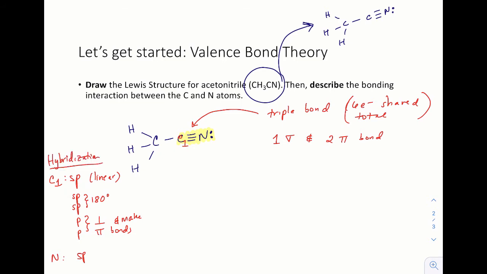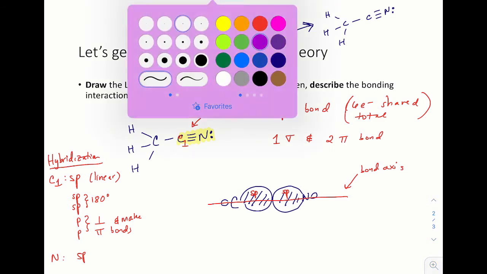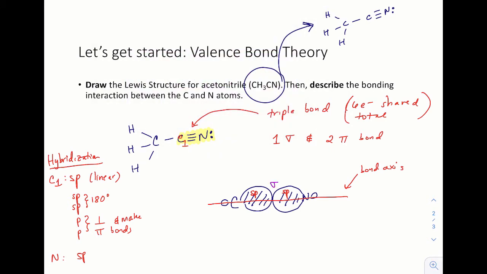Okay, let's draw out the bonding interactions. So carbon will use one of those sp orbitals to bond with nitrogen, which will also use an sp hybrid orbital. These orbitals come together in a head-to-head fashion. There is cylindrical symmetry of electron density around the bond axis. That makes this a sigma bond. The cylindrical electron density about the bond axis makes this a sigma bond.